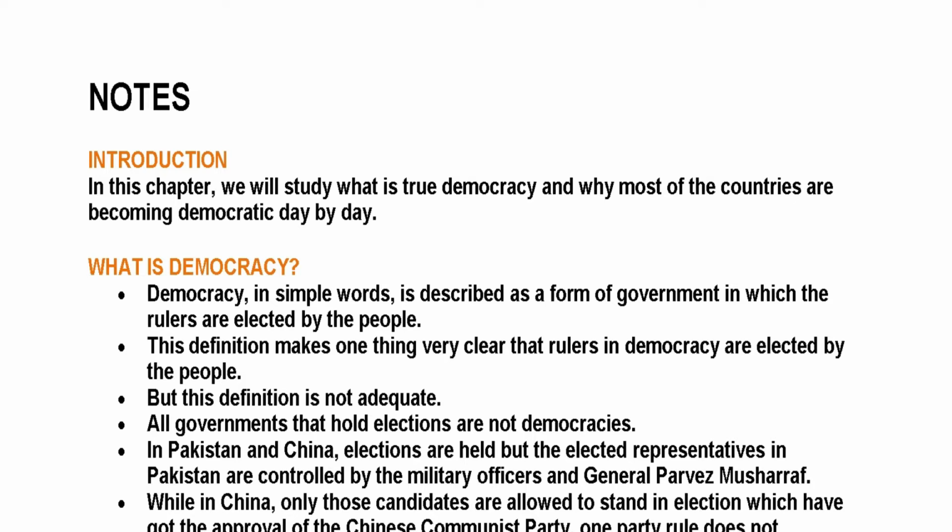So all these meanings, I think in the previous chapter also we had discussed. If you have not seen those videos, please watch them. And now, the word democracy is derived from the Greek word demokratia, which means rule of the people. So this definition makes one thing very clear, that rulers in a democracy are elected by the people.